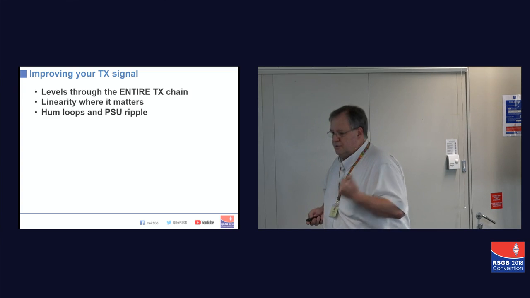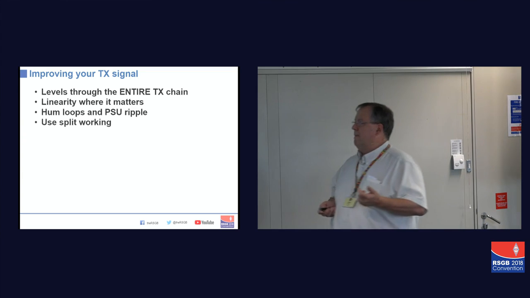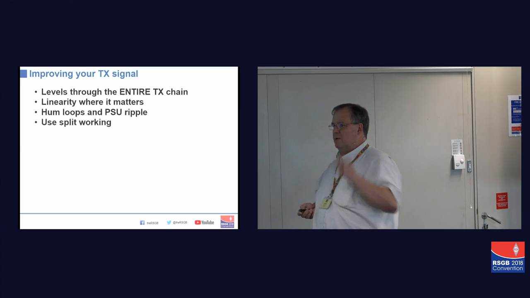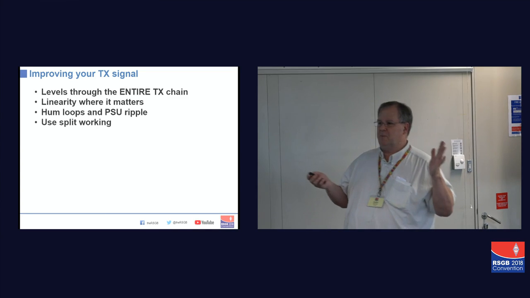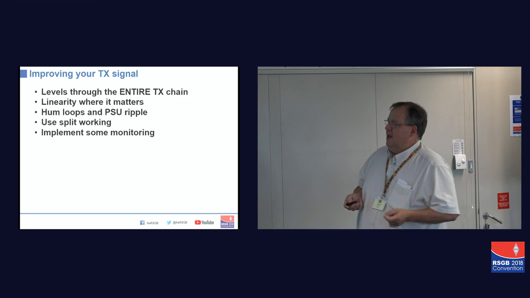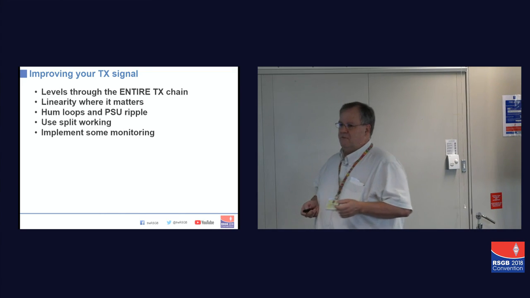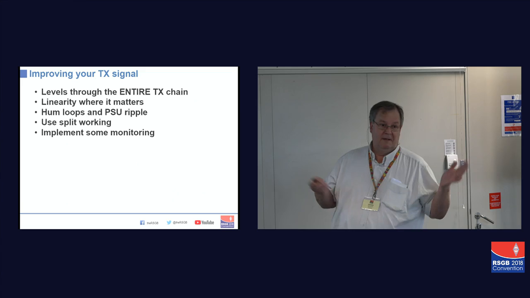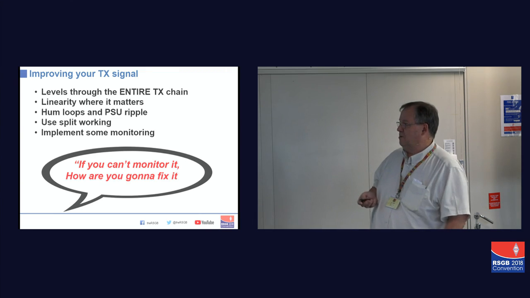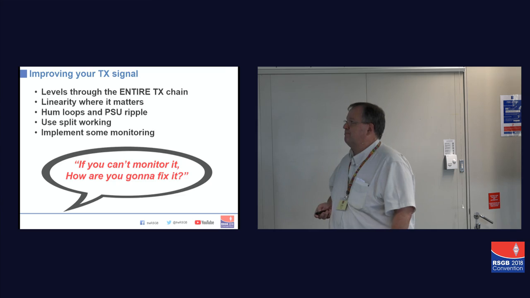We need to control hum loops and power supply ripple, but probably the thing that most of those people weren't doing is they weren't working split. Now I'm hoping everybody here is working split, but if not, we're going to find out how to do it. The other thing is that they've obviously not got any monitoring. They're not monitoring their signals because they're so dirty. If you can't monitor it, how are you going to fix it as well?